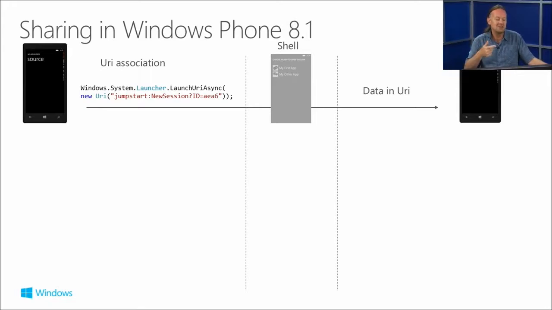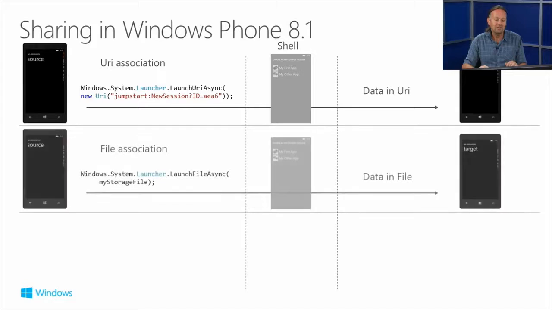Like this example is Jumpstart, and you could have another app that's registered to handle the Jumpstart URI, and they communicate with each other in that app A launches app B effectively and passes it whatever data you've put into that URI, so in the query string or whatever. So that's a simple way of doing sharing.